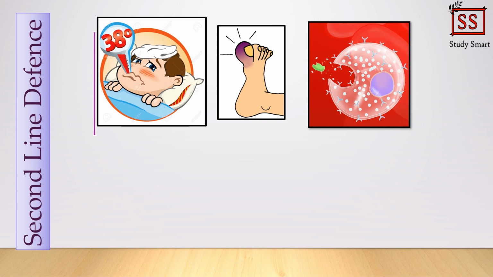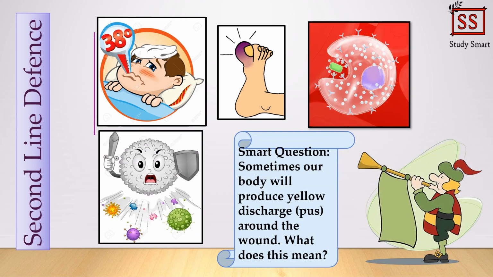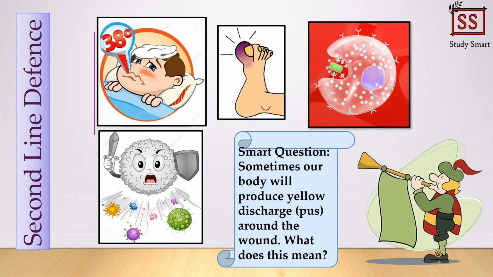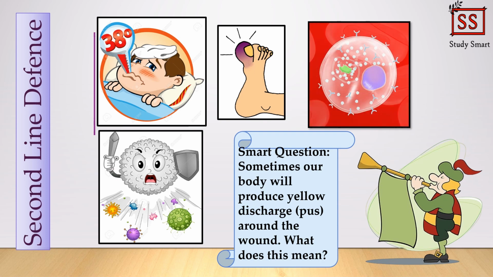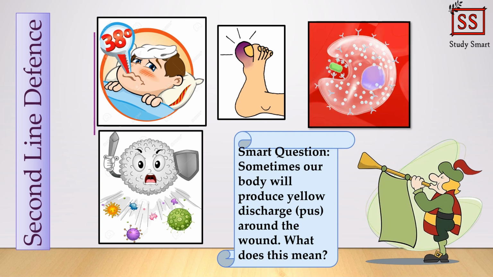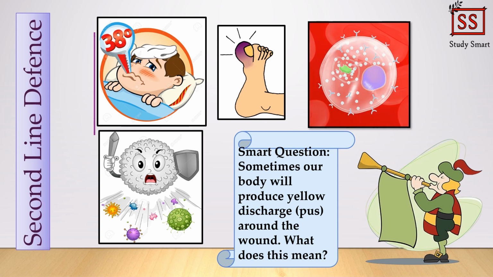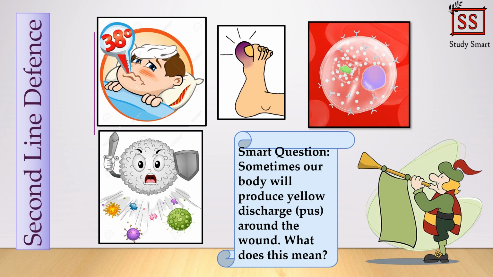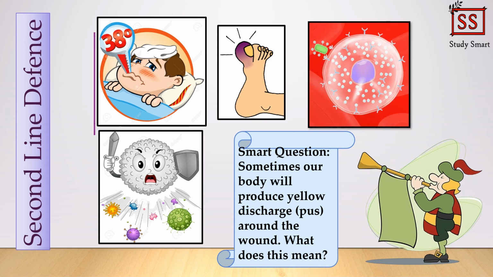Alright students, now time for some smart questions. Sometimes our body will produce yellow discharge, which is also known as pus, around the wound. What is our body trying to tell us by producing the pus? Think about this and I will let you know the answer at the end of this video.